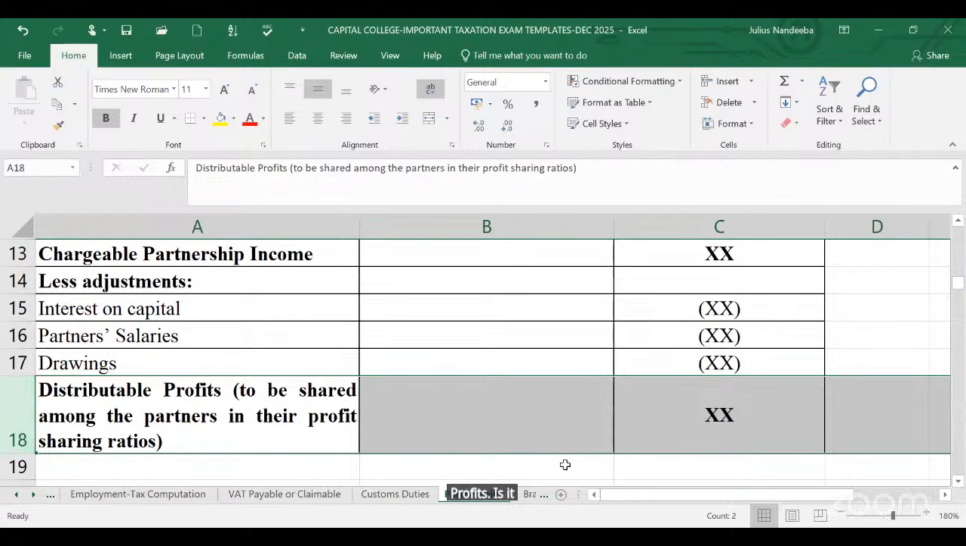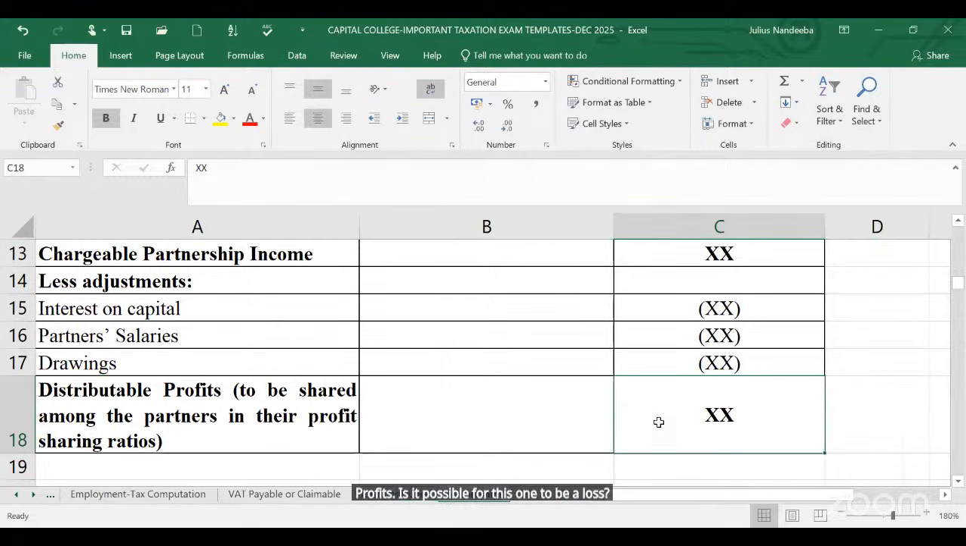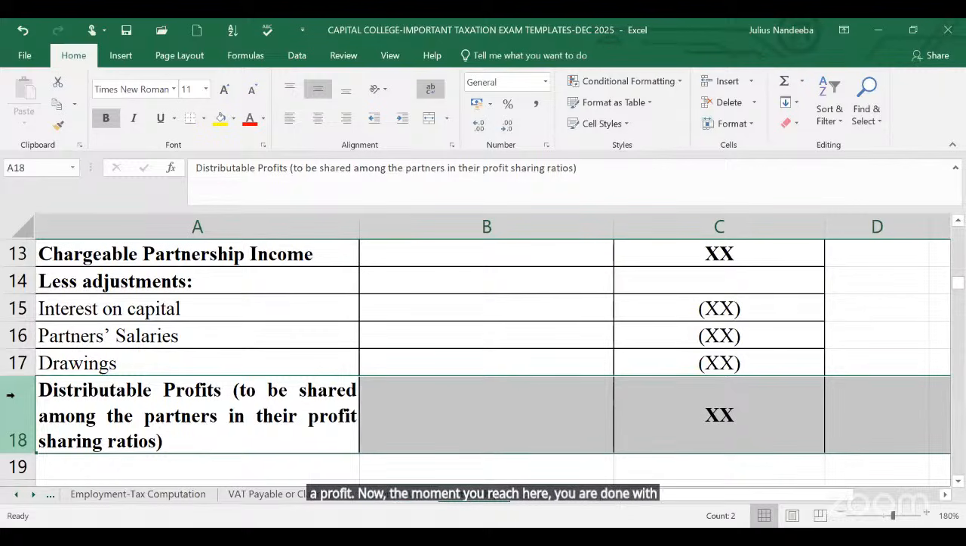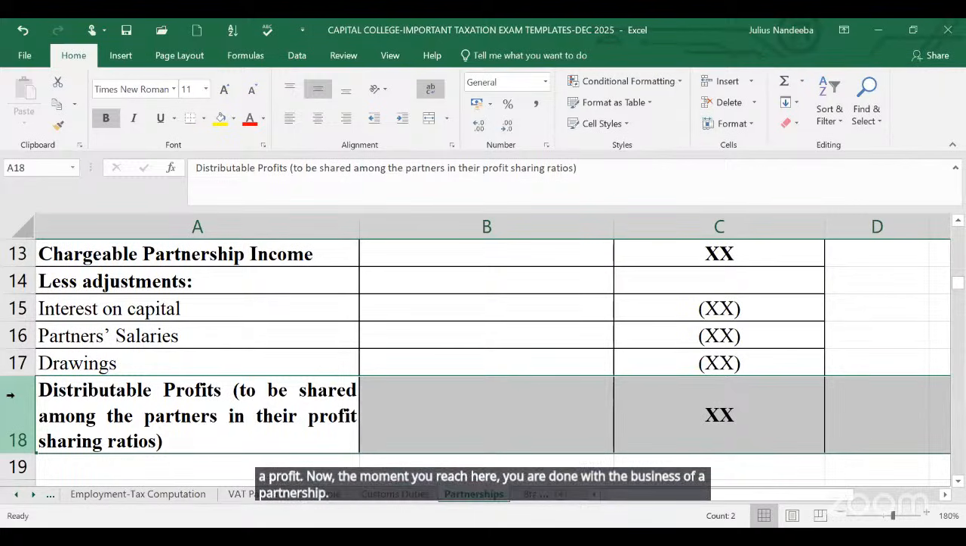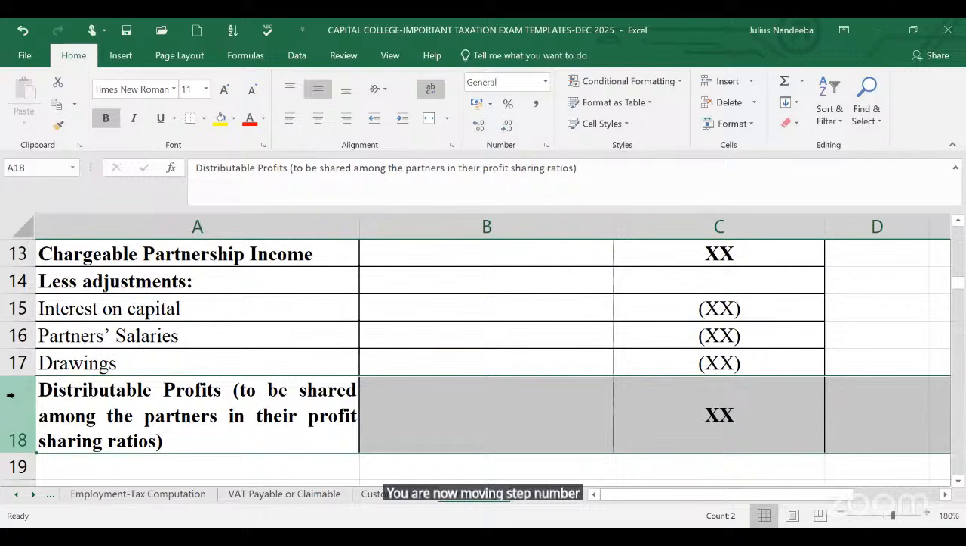Is it possible for this one to be a loss? Yes, it can also be a loss. When it is a loss, you distribute it as a loss. When it is a profit, you distribute it as a profit. Now, the moment you reach here, you are done with the business of a partnership. You are now moving to step number 3. Step number 3 was what? Determine the chargeable income of each of the partners.